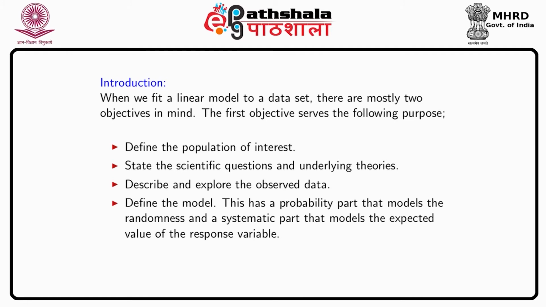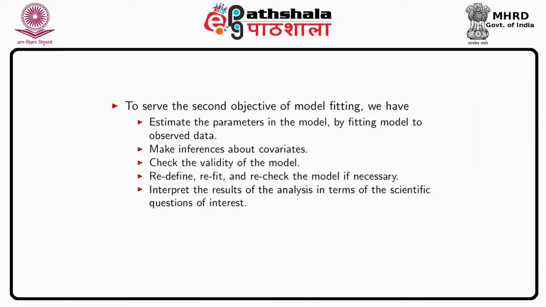In the second approach, where we come to the statistical inference part, while fitting the model, we estimate the parameters in the model, where we fit the model using the observed data. Once we have the fitted values of the parameters involved in the model, we then make inferences about each of the covariates. We check the validity of the model. We verify whether all the model assumptions are met with. We then accordingly redefine, refit, or recheck the model if it is necessary. We then interpret the results of the analysis once we get the final robust statistical model.